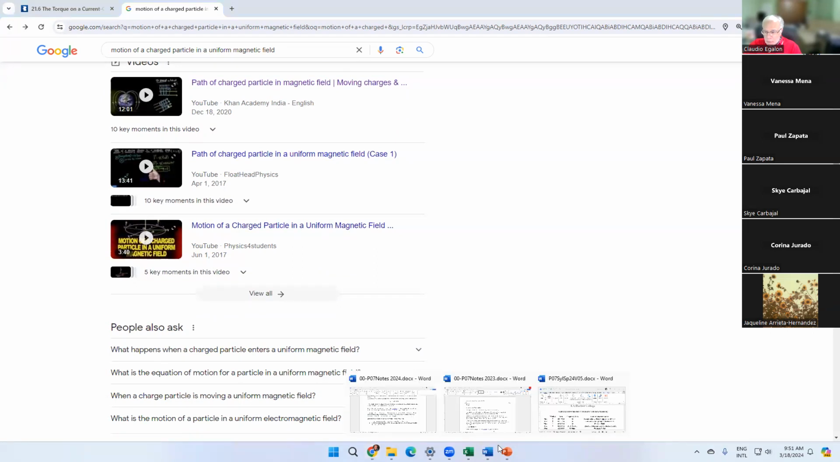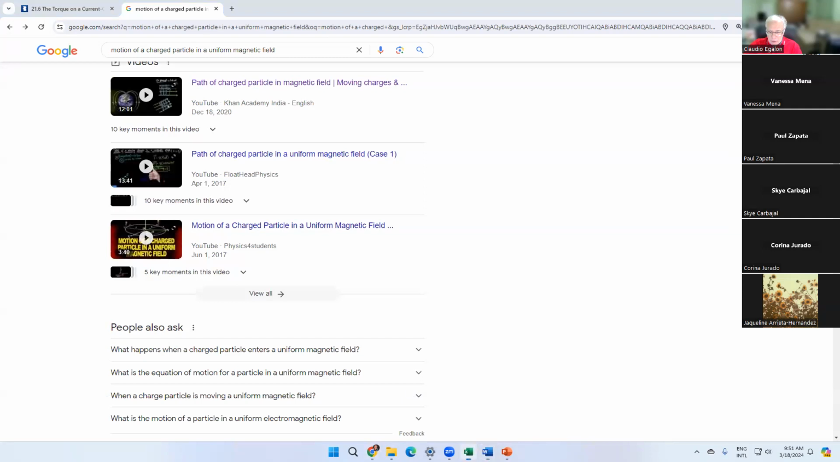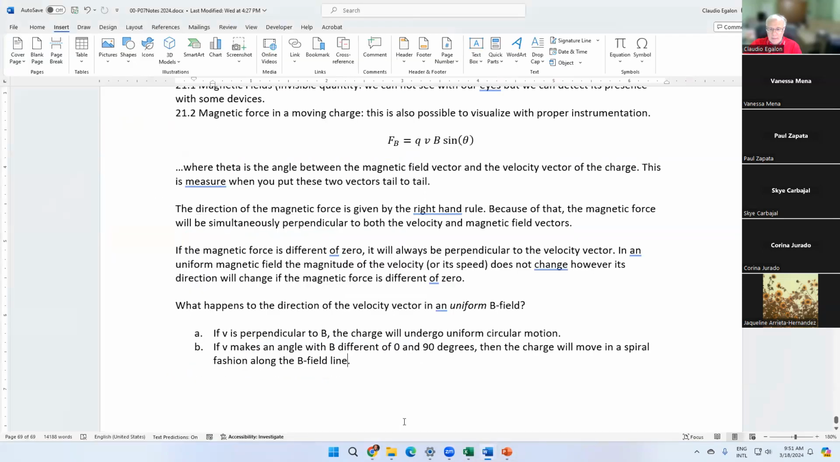Okay, but before we go into that, let me just add something to my notes here, right? If it makes an angle, then the charge will move in a helical path along the B field lines, okay?